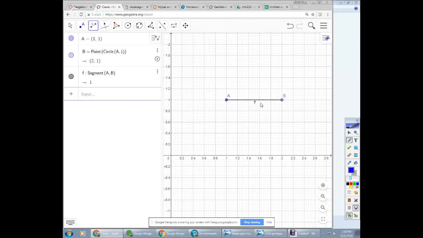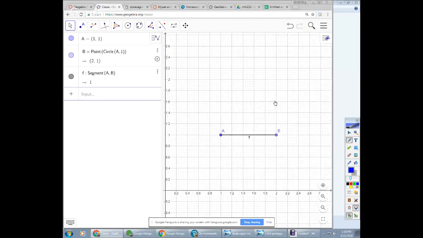Super important when you're playing with GeoGebra, look at what tool you have before you do something. Otherwise, remember last time we had problems where we were clicking and weird stuff was happening everywhere. So I always have to stop, take a breath. I want the pointer tool to move things around.